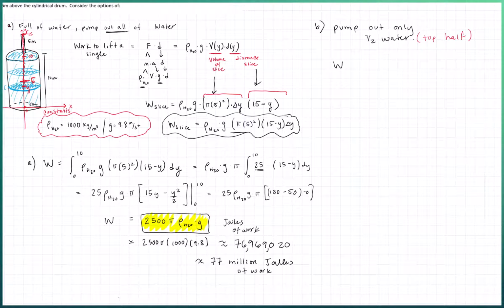So the only difference here, we don't have to go through it again, it's the same slices, it's the same scenario, it's the same container, it's the same spout. If we're pumping out only half of the water, it would be the integral from 5 to 10. That's the only variation here, of the density times the gravity times pi times 5 squared times 15 minus y dy.